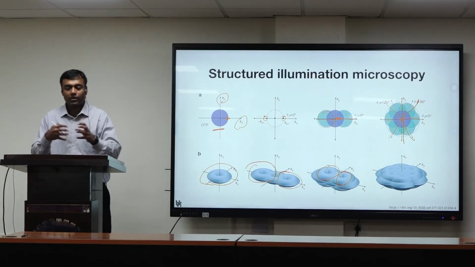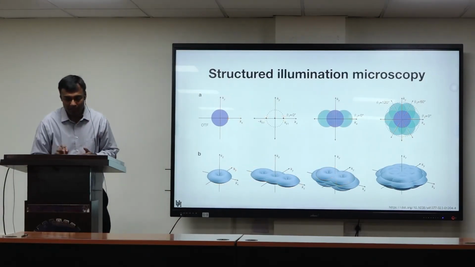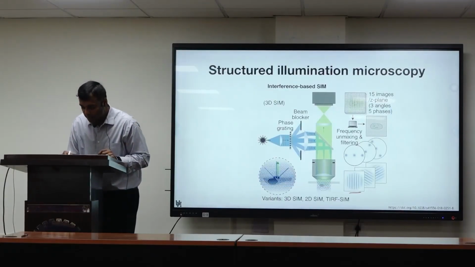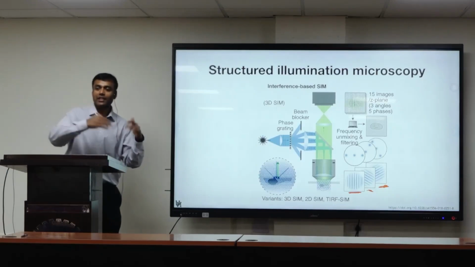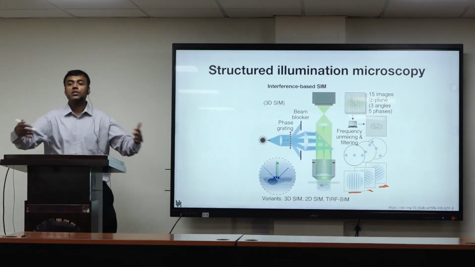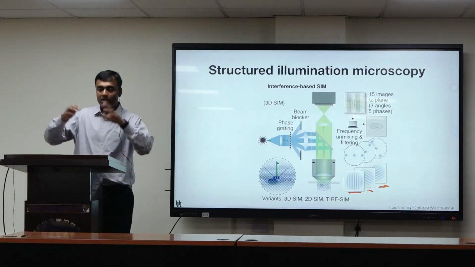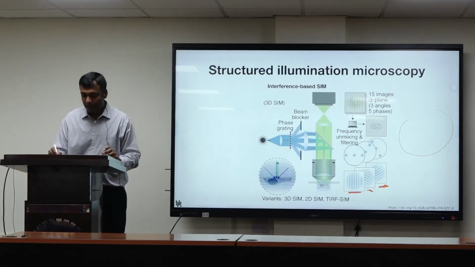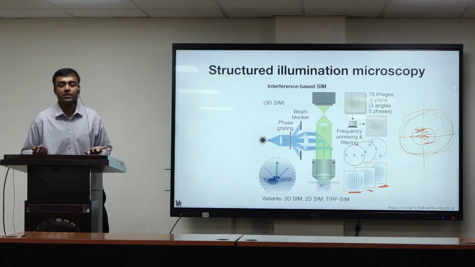You collect data from different angles of illumination. In other words, shine this pattern, shine this pattern, shine this pattern. For each of these patterns, collect an image, and you stitch them all together in the Fourier domain, so that instead of only the spatial frequencies inside your original range, you have access to a much larger range of spatial frequencies.